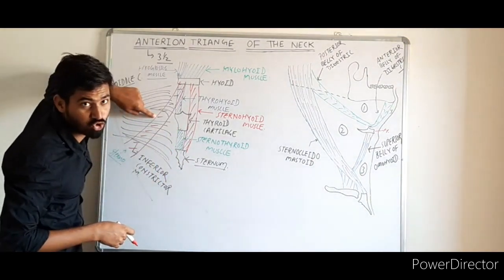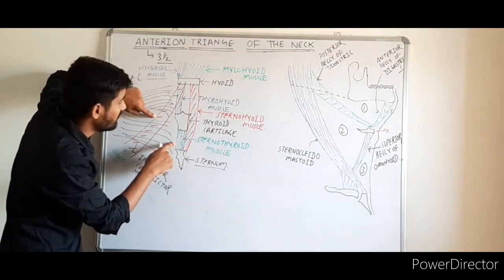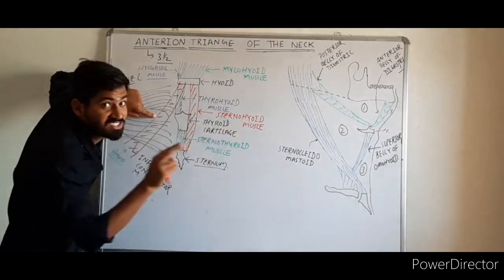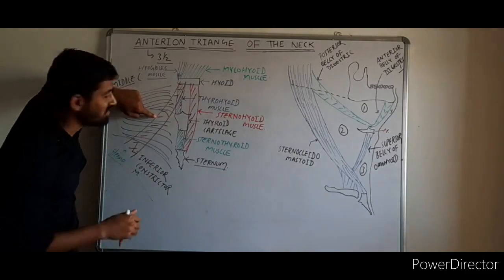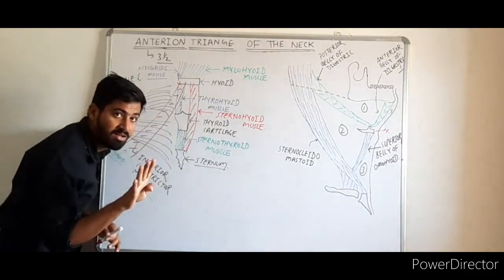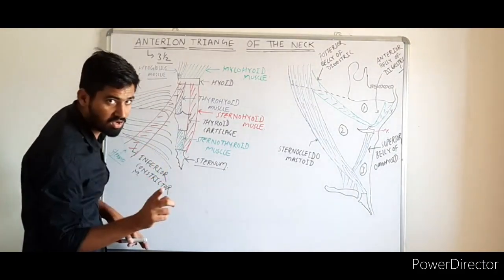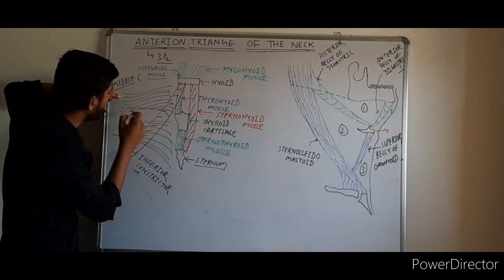So what is the floor of the muscular triangle? Sternohyoid muscle is first. These muscles, thyrohyoid, second. This sternothyroid muscle third. And this what? The inferior constrictor of the pharynx. These four will make the floor of the muscular triangle. Got it?